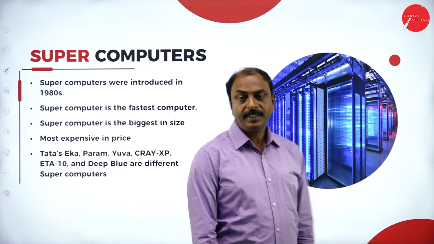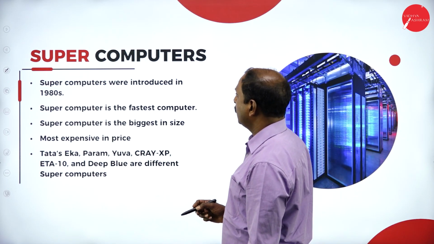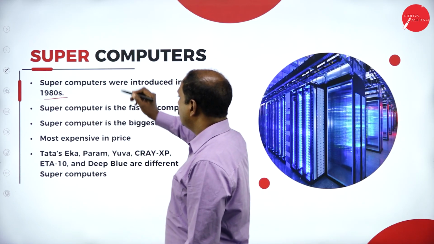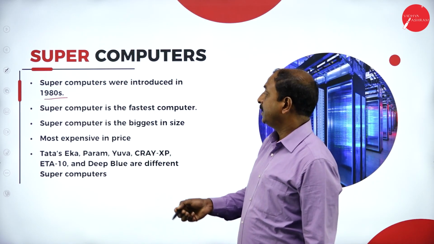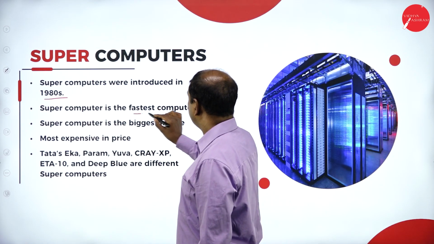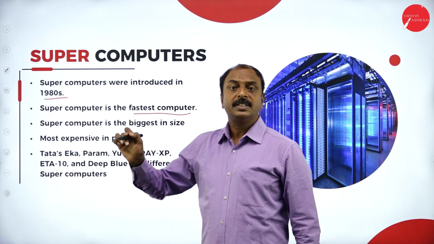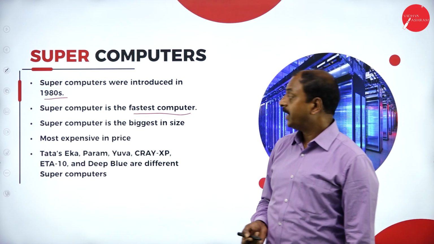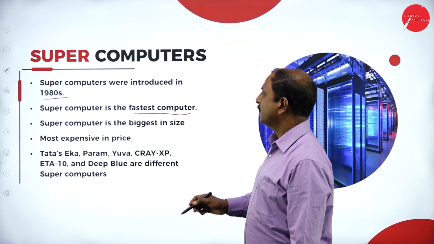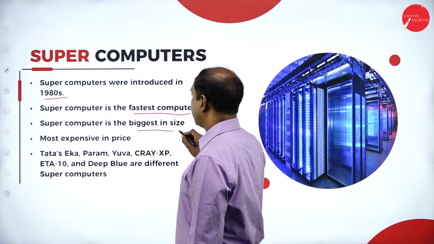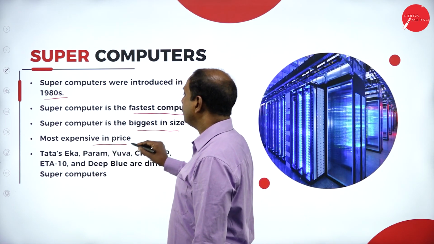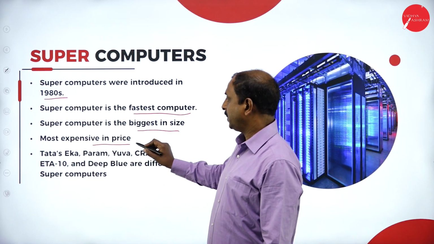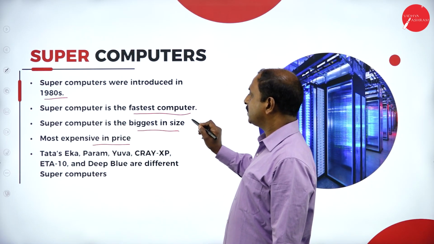The next classification is supercomputers. It was introduced in the 1980s. Today, the supercomputer is the fastest computer. It is the biggest in size and more expensive in price as compared to the previous two versions. It is more expensive and again very large in size.